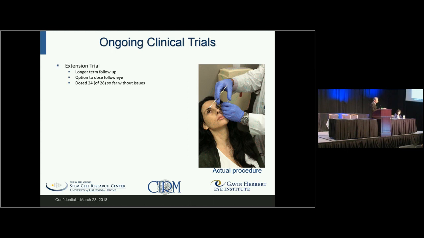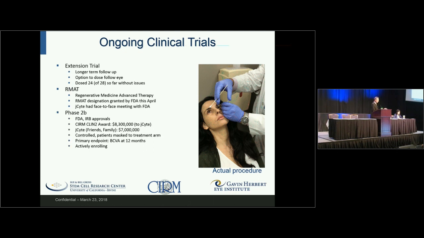So that's the first trial. The people who finished this trial were entered into an extension trial where they continue their follow-up, and they were given the option of getting the other eye dosed, and that was a very popular choice. In the meantime, we did get this RMAT designation from the FDA. This is a Regenerative Medicine Advanced Therapy designation indicating that they saw something of interest and were willing to grant that, so we'd have increased interaction with them, and so they helped us plan out our 2B trial.